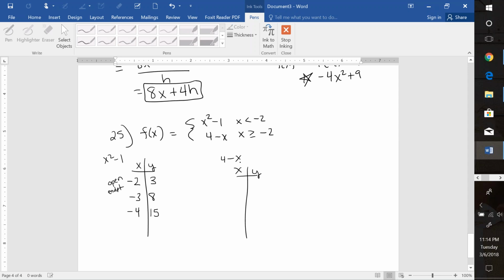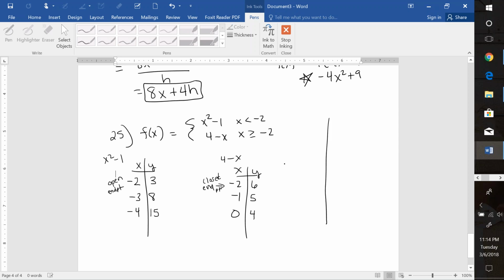Okay, and then I'm going to do this group. This is for when x is greater than or equal to -2, and that means I'm going to have a closed endpoint this time because of the equal to. And greater than, so I could do -1 and 0. You just need a couple points. So this is where you have to be careful. 4 minus a -2 would actually be 4 plus 2, so that's 6. 4 minus a -1 is 4 plus 1, so that's 5. And 4 minus 0 is 4.